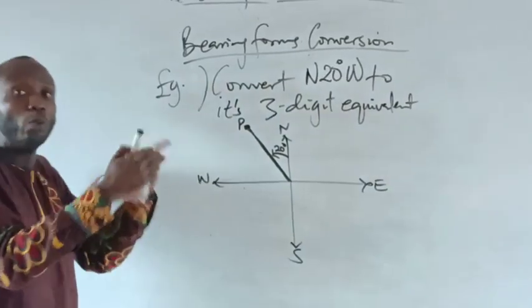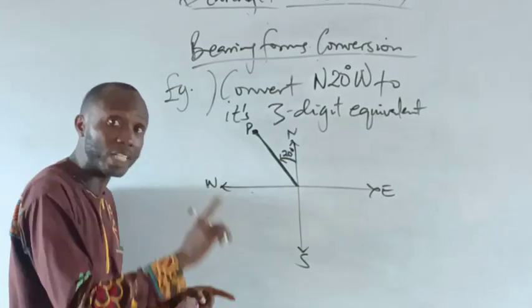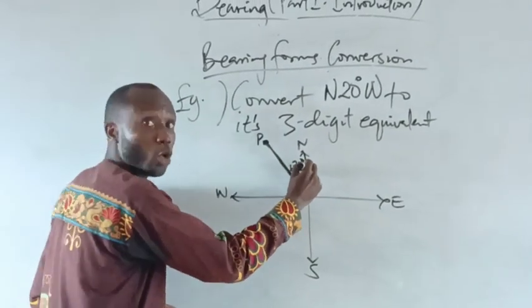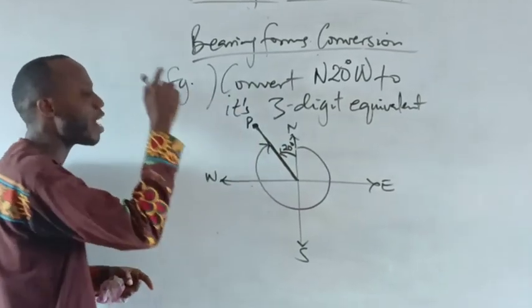So how do I now put it in the 3-digit form? So watch, this part is very important. Don't forget the 3-digit form is always clockwise. So let's go. That's how to get the 3-digit equivalent.